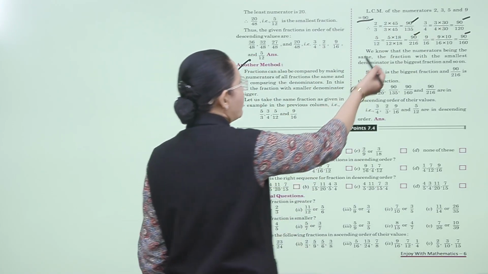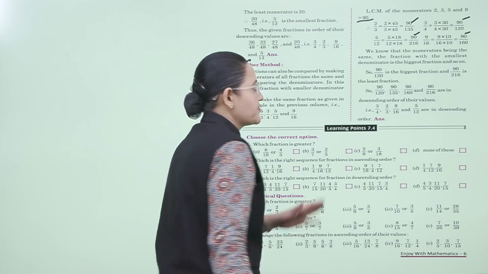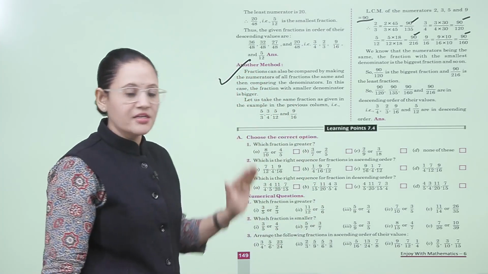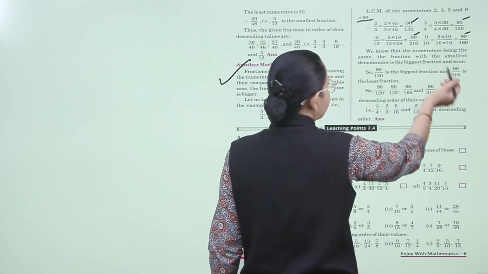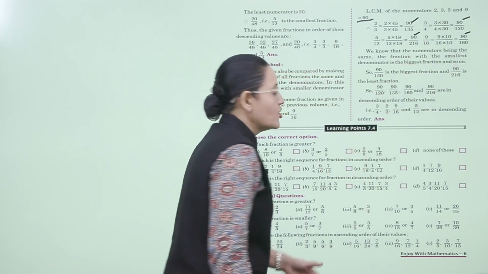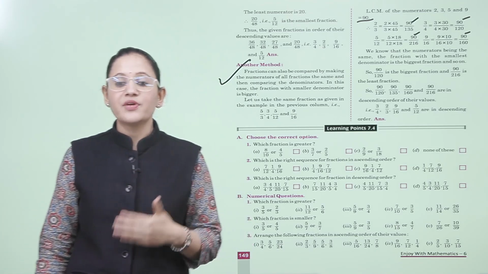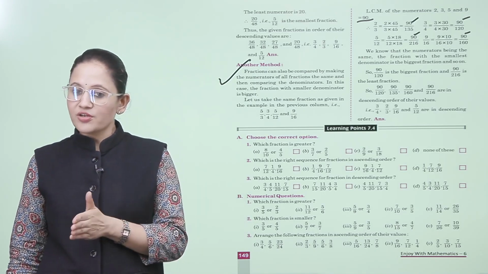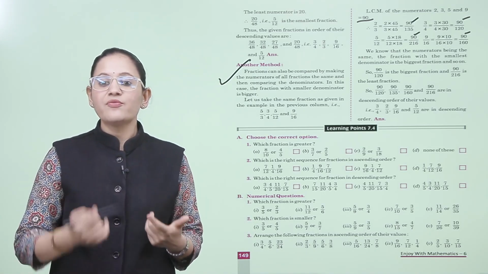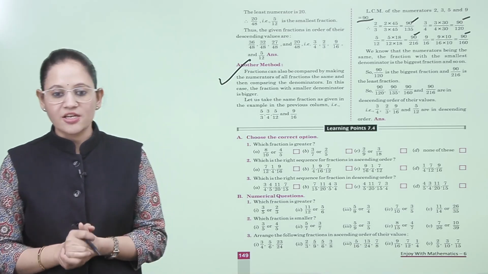So 90 upon 120, that will be the biggest fraction because its denominator is the least, and 90 upon 216, that will be the least fraction. So 90 upon 120, 90 upon 135, 90 upon 160, 90 upon 216. That is the descending order of their value, or we can say 3 by 4, 2 by 3, 9 by 16 and 5 by 12. That is the descending order.